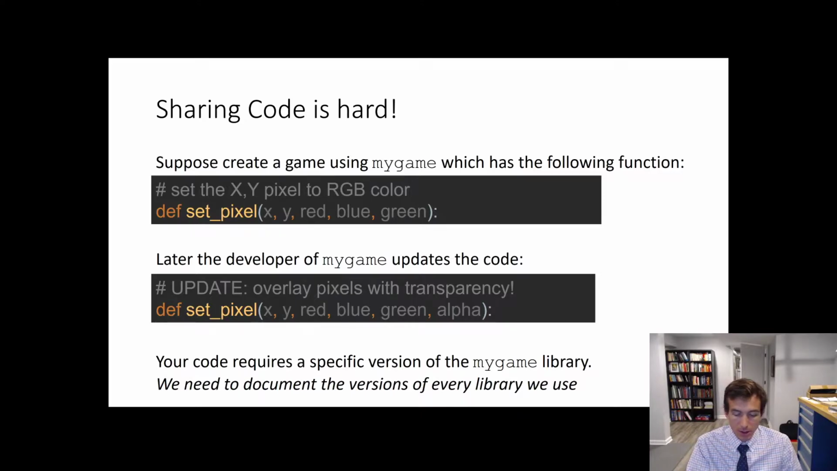So you send them your Python script like game.py. And you say, hey, just say pip install my game before you run it, and that way you'll get the libraries. Okay. And that's pretty typical with Python code.